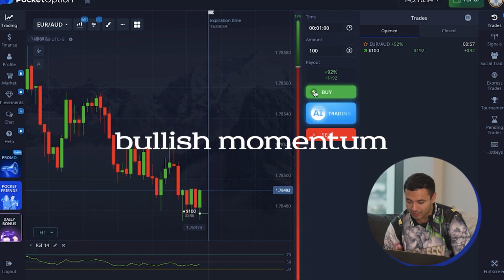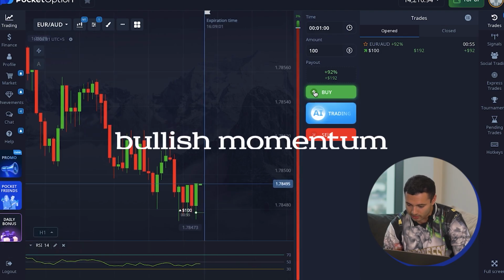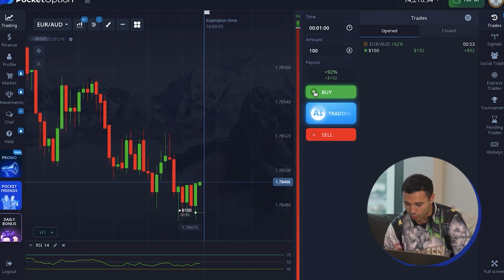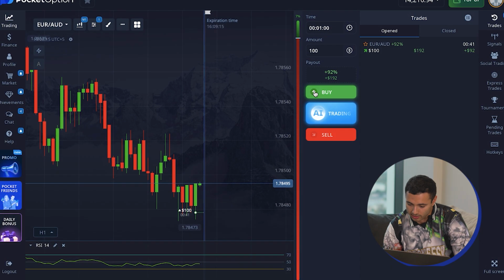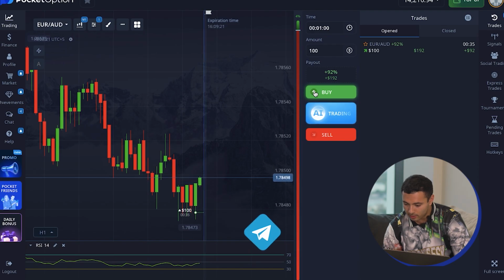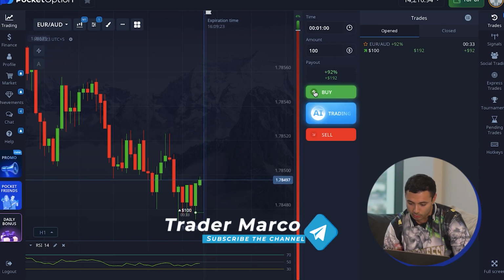Looking at the chart, clean bullish momentum. Candles are pushing up and RSI confirms no overbought zone yet, which means the uptrend still has room to go. I decide to enter a high trade, going up. The trade opens and instantly the candle moves in our direction. That's always a great feeling, your logic getting confirmed right away.